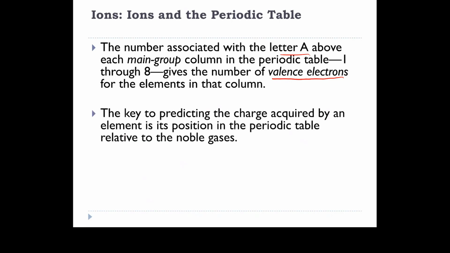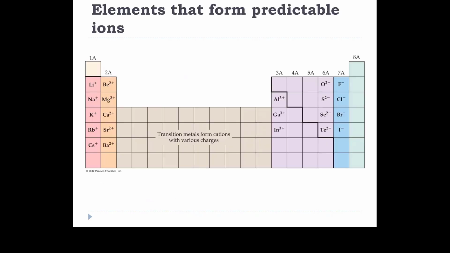We can predict what charge an atom is going to get by looking at that and then looking at its closest noble gas. What's the closest noble gas to this thing that I care about? And then, do I need to gain an electron or lose an electron, and how many, in order to look like the noble gas? Right? So let me see if I can show you what I mean by that.